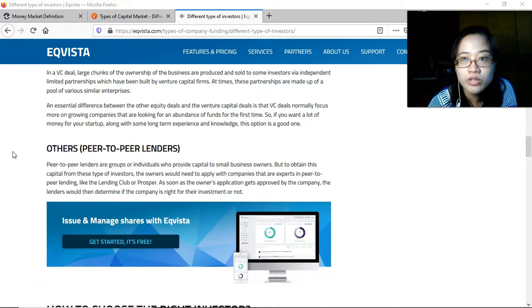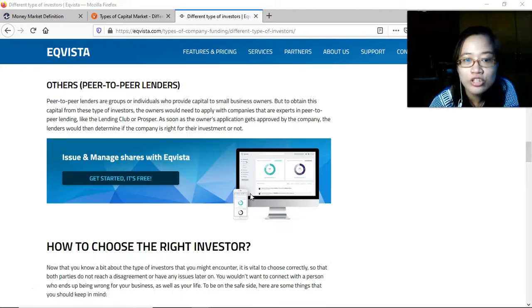And then last, we have peer-to-peer lenders. Groups or individuals who provide capital to small business owners, but to obtain this capital from these types of investors, the owners would need to apply with companies that are experts in peer-to-peer lending, like Lending Club or Prosper. As soon as the owner's application gets approved by the company, the lenders would then determine if the company is right for their investment or not.